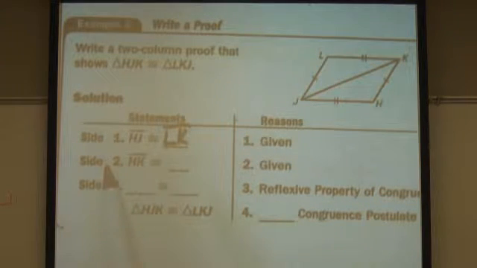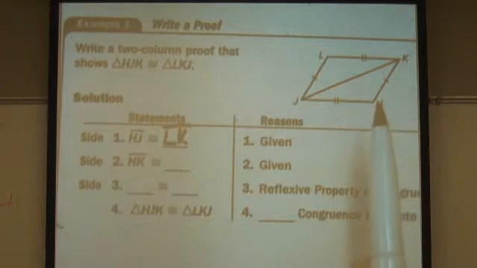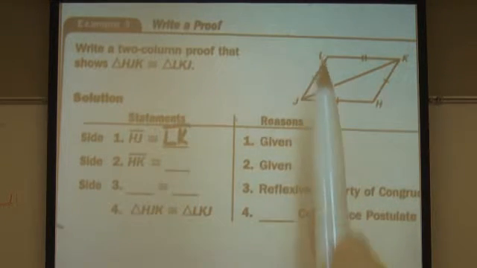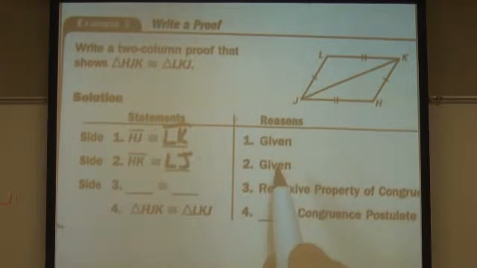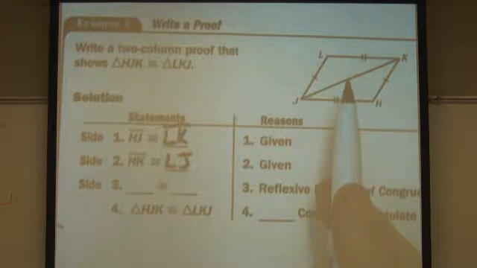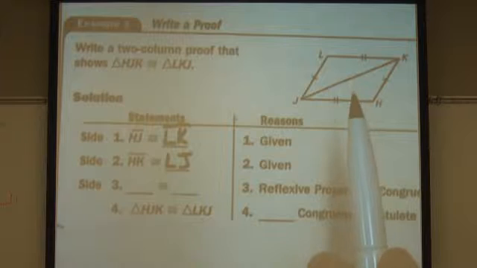Side 2, HK, is a single tick side. It is congruent to the other single tick side, which is LJ. Both of those are given reasons because they were in the picture. They were in the picture, so we say the reason is given. Then side 3. Now we're going to come up with our own side. So what side is also congruent in the triangles? Can you figure it out?